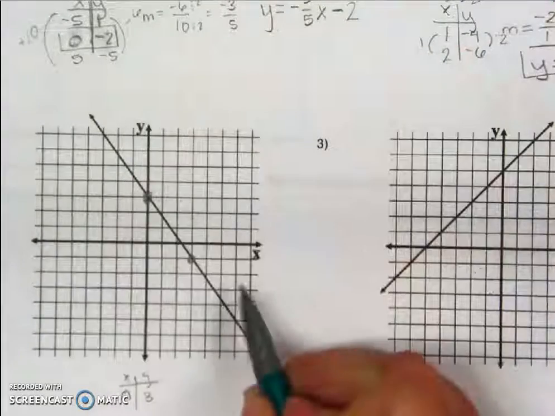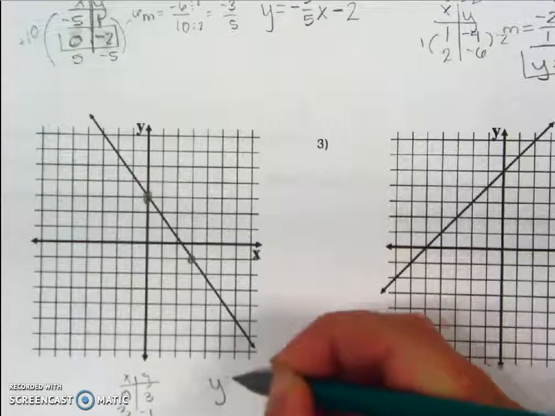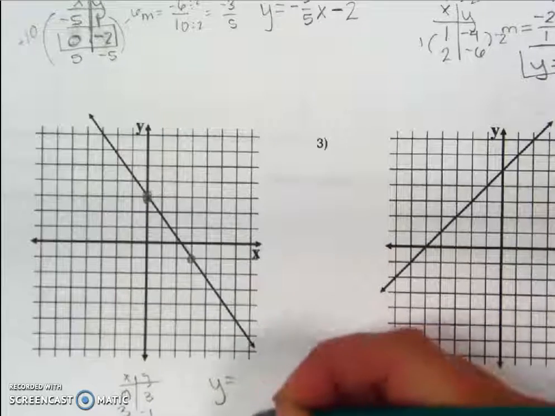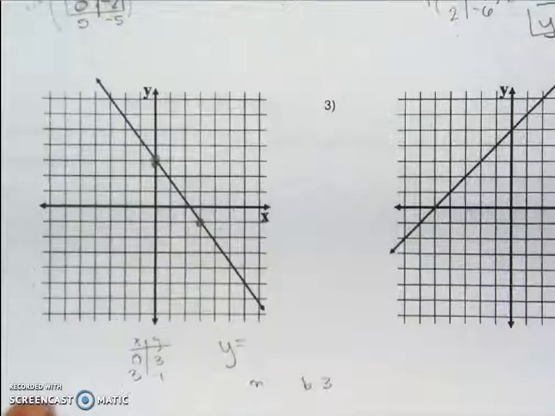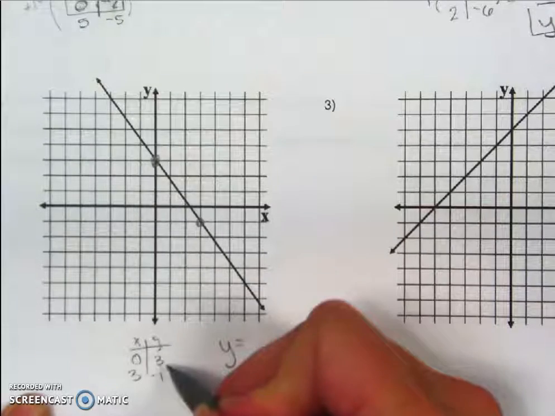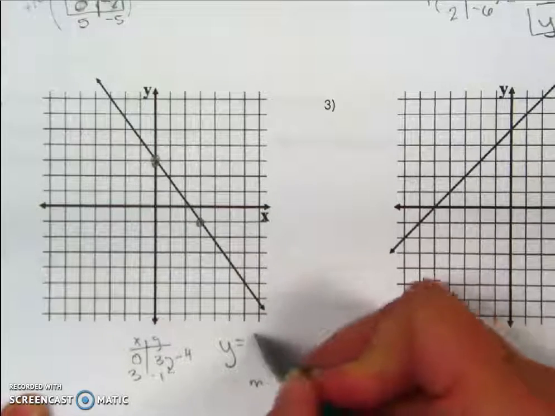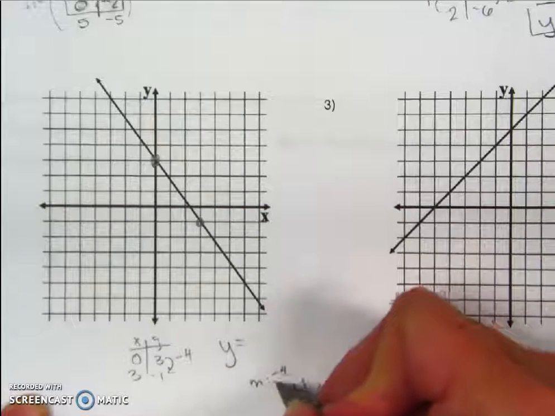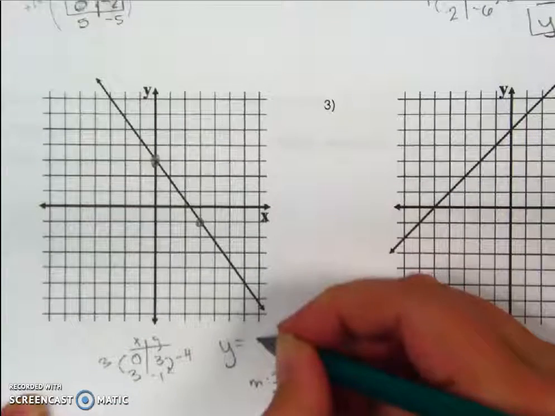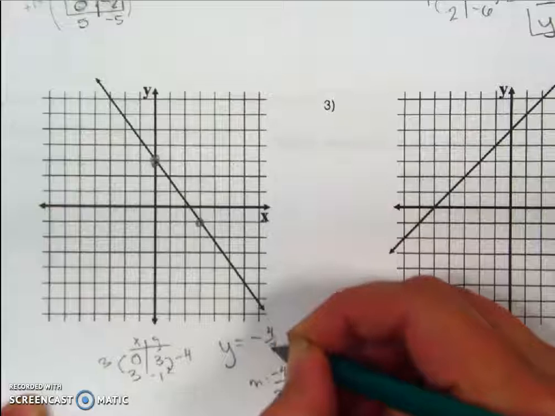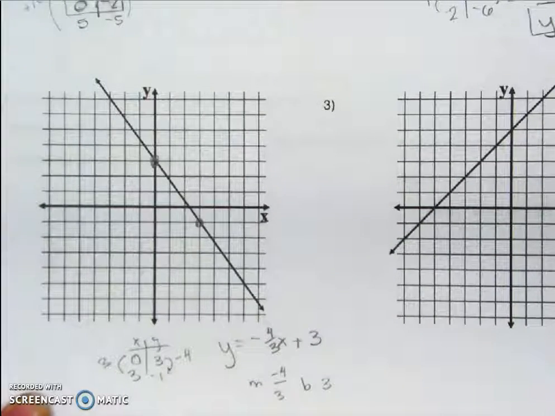Right there, that is 3, -1, 3, -1. So I already know b, remember we're trying to find the m and the b. The b is 3. That's my initial value. We can see that. So now I have to figure out the slope. From 3 to -1, it went down 4. So my slope is -4 over change in x is going to be 3. And so that means my equation is y equals -4/3 x plus the initial value of 3. We can see it on this graph.